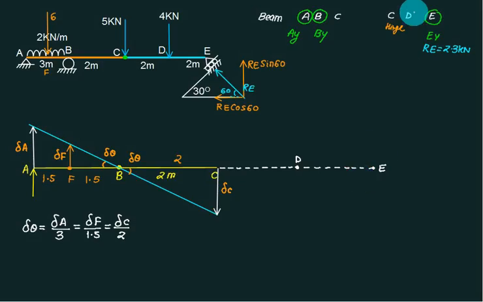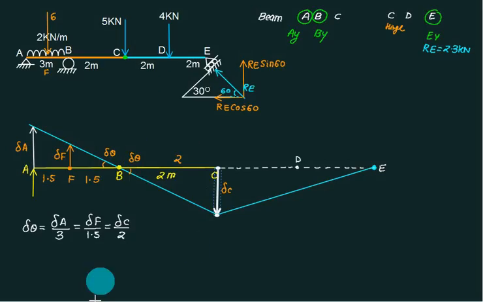Now check the problem definition. Your problem definition is rotation about what? E. Correct? It means that this part C has already come downward, but was rotated about which point? E point. And therefore you have to connect like this. If it had been at D, then it would have gone this way. If it was D but is right now E, it will appear like this.